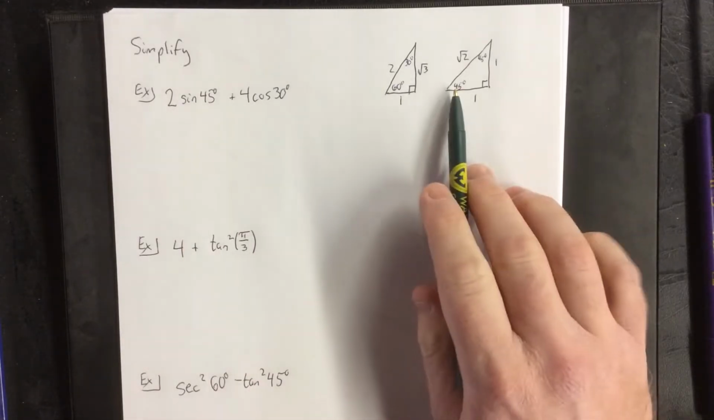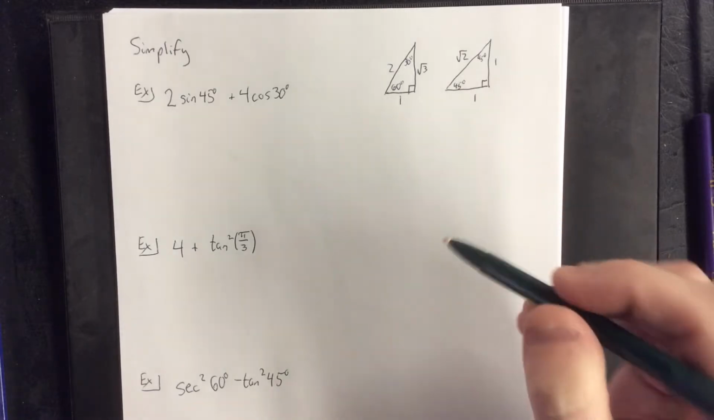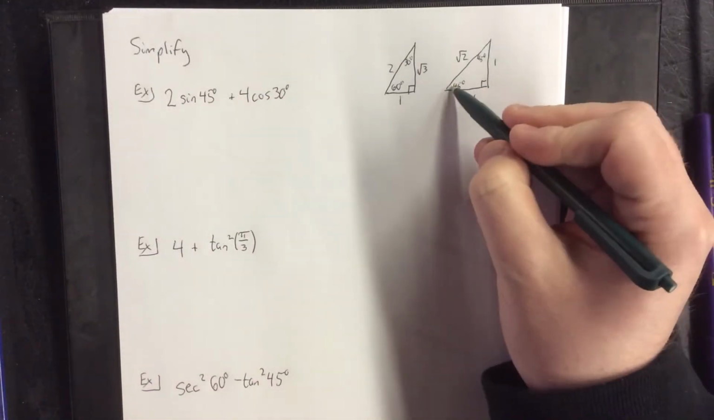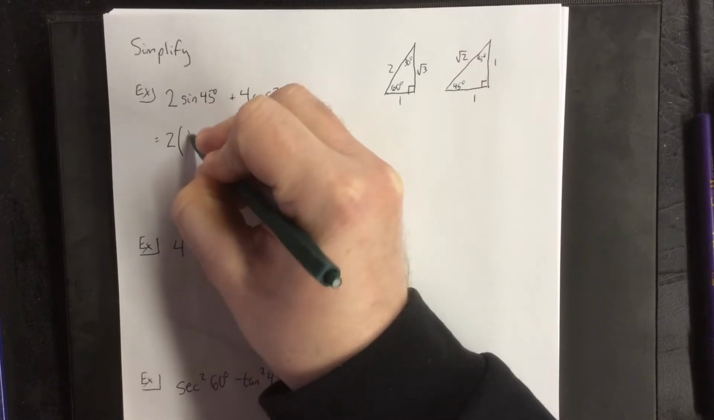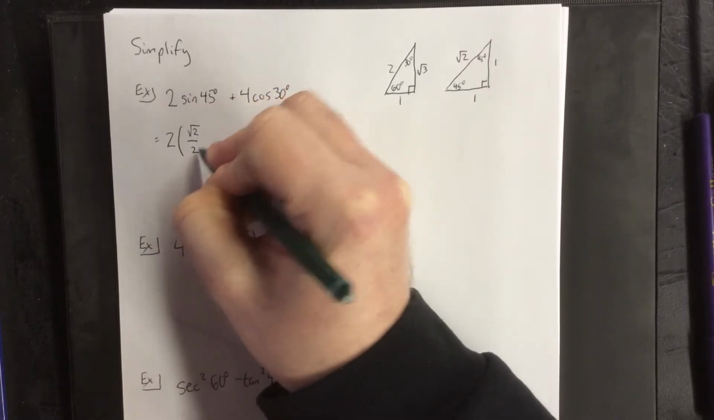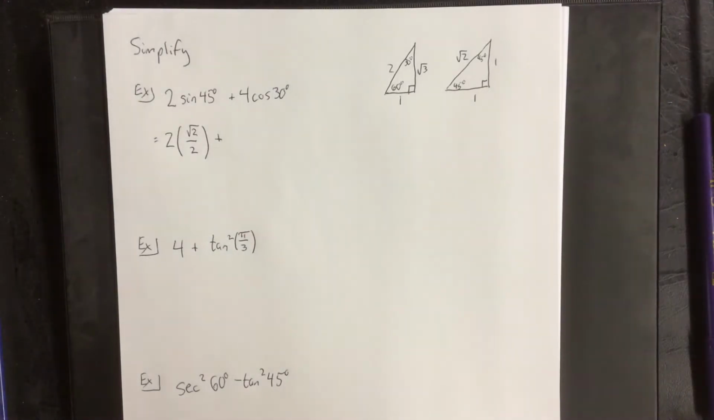Taking a look at our 45, 45, 90 right triangle, the sine of 45 degrees is expressible in one of two different ways. We could either call it 1 over the square root of 2, or the other thing that we had for this is if we rationalize the denominator, we can call it root 2 over 2. I'll explain why we want to do that in just a moment.